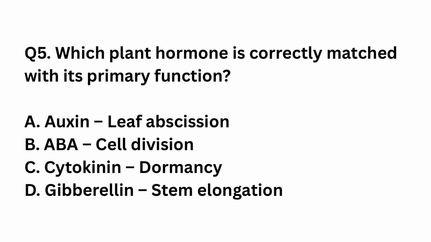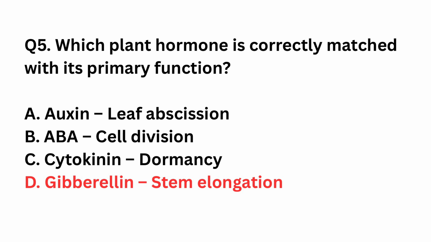Question number 5. Which plant hormone is correctly matched with its primary function? Auxin, leaf abscission; abscisic acid, cell division; cytokinin, dormancy; gibberellin, stem elongation. The right answer is option D, gibberellin, stem elongation. Gibberellin promotes stem elongation and bolting in plants. Auxin promotes growth, cytokinin stimulates cell division, and abscisic acid induces dormancy.